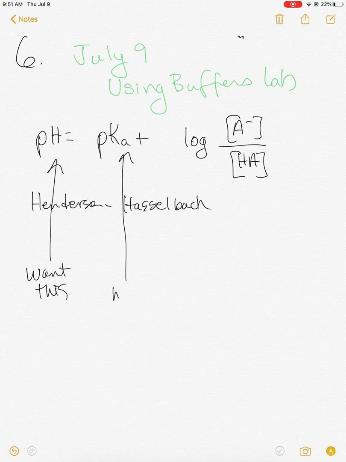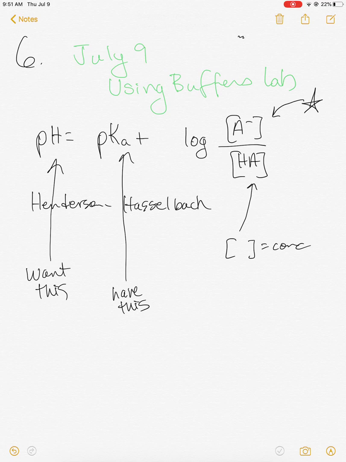So this is what you have. You have this, all right? And then you know the concentration. When you see brackets, that means concentration. And you know the concentration of your initial acid. This is what you are looking for. You are looking for the concentration of the conjugate base.